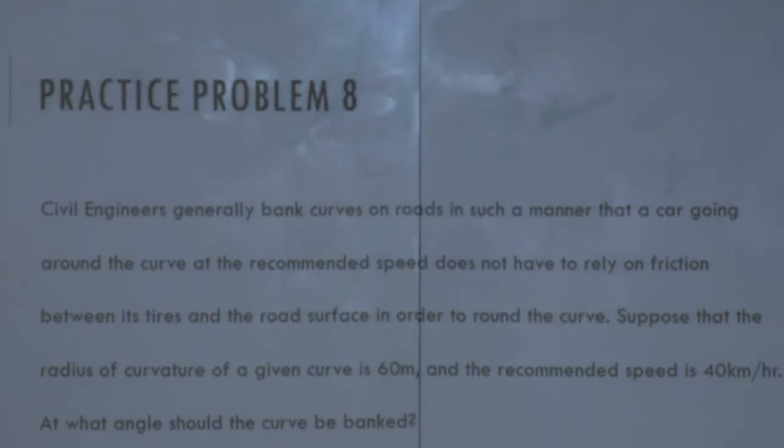Another problem. Curves on roads are banked in such a manner that a car going around a curve at the recommended speed does not have to rely on friction between its tires and the road surface in order to round the curve. Suppose the curvature of a given curve is 60 meters and the recommended speed is 40 kilometers an hour. At what angle should the curve be banked? Here's one of those curve problems.